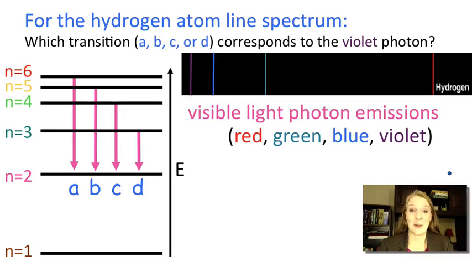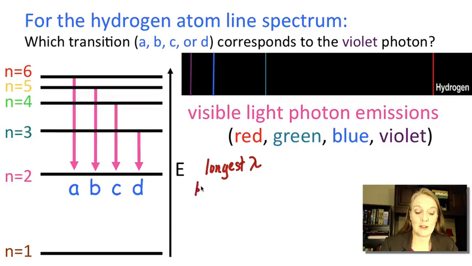Thank you for considering that question. Let's compare red light to violet light in terms of wavelength and frequency, and then think about how that relates to energy. The red light, remember, of those visible colors that I've listed, will have the longest wavelength and the lowest frequency. In contrast, the violet light is going to have the shortest wavelength and the highest frequency.